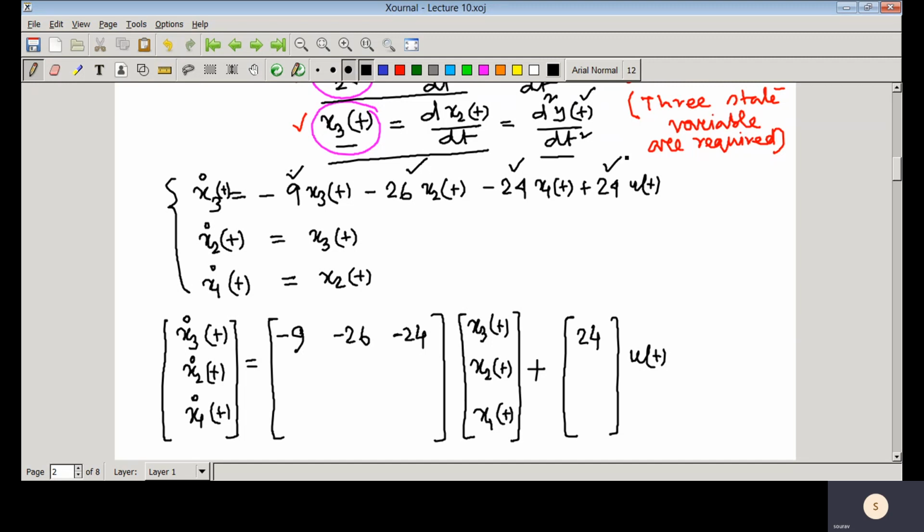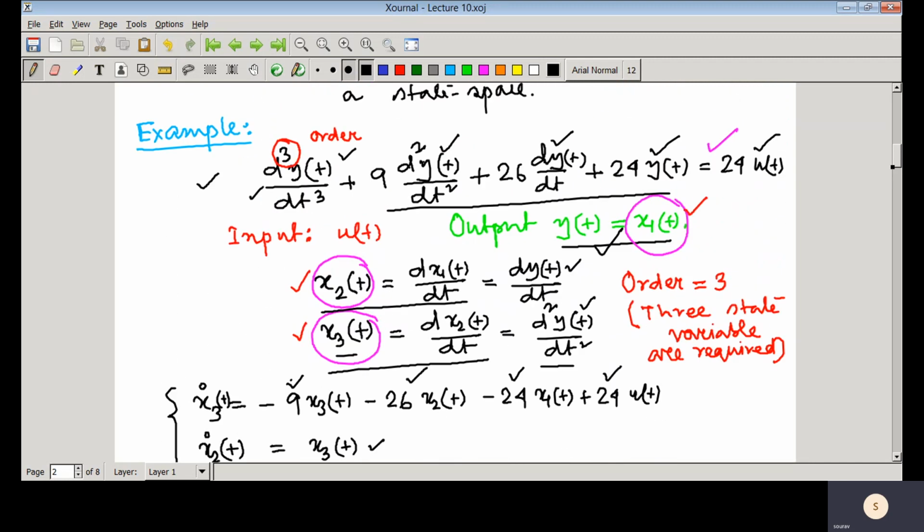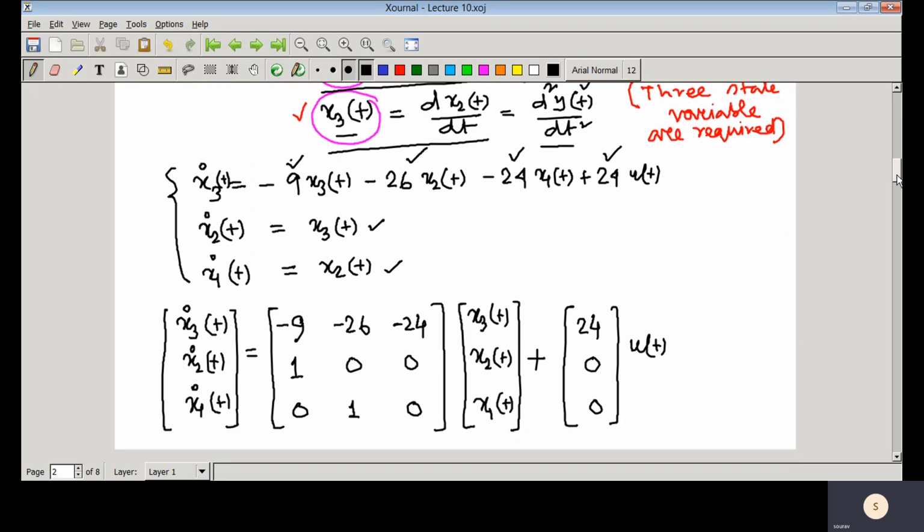The second one you can see here, x2 dot equal to x3(t), so that means you have 1 here, and the rest of the terms are 0. And this one, x1 dot(t) equal to x2(t), so you have 1 here, and this is 0. So this is actually the representation of this particular dynamical system in terms of the state variables. So three state variables are there, x1, x2, and x3.